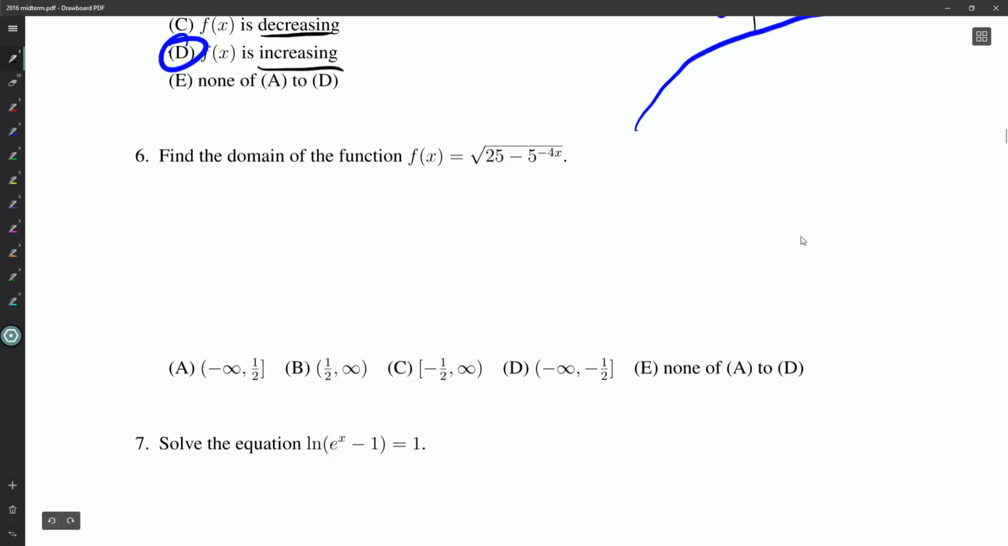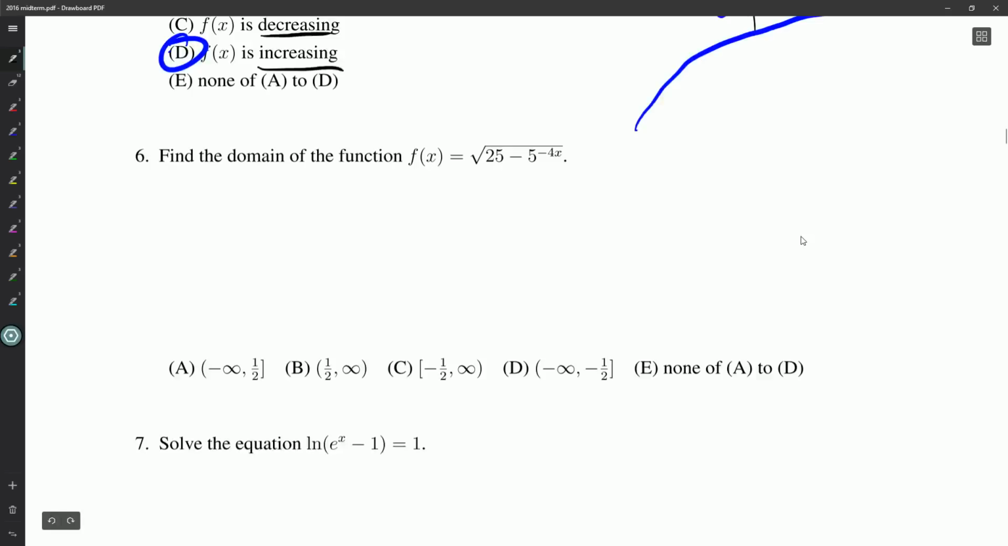6. Find the domain of the function f of x is the square root of 25 minus 5 to the negative 4x. Okay, finding domains. Again, this is not really something we talk about a whole lot in Calc 1000. Finding domains and ranges, these are things you're supposed to be able to know before you get here. But, you know, if you're curious, read 1.1 through 1.3 in your textbook. That covers the basics.